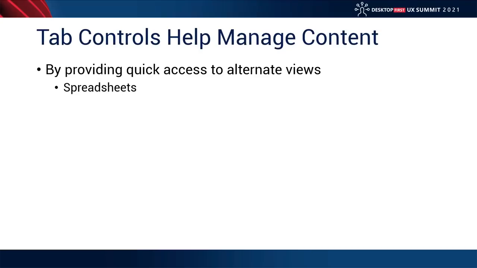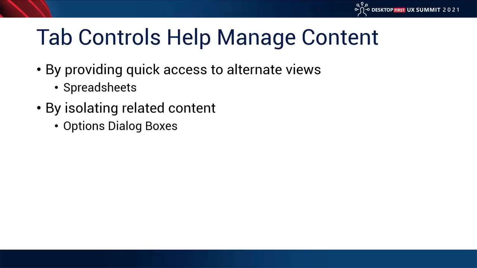The next real strength of tab controls in managing content is by isolating related content. The classic example of this are Options Dialog boxes, and they've been around for many years now. And as we'll see, sometimes it works really well. Other times forcing that tab metaphor can actually be problematic, and that's really what this session is all about. Tabs work well in this case, but if we go too far or we try to bend the rules a little bit, we can actually make life more challenging for our users.